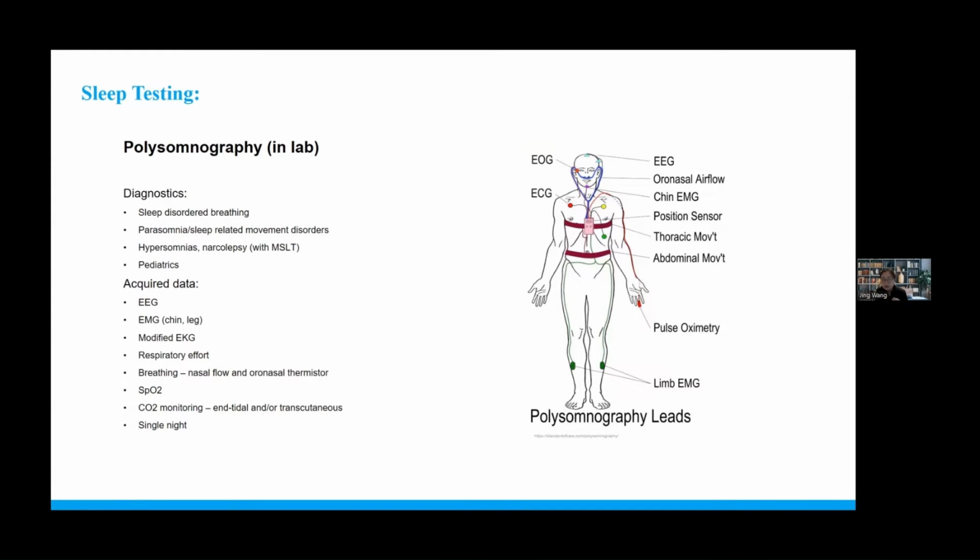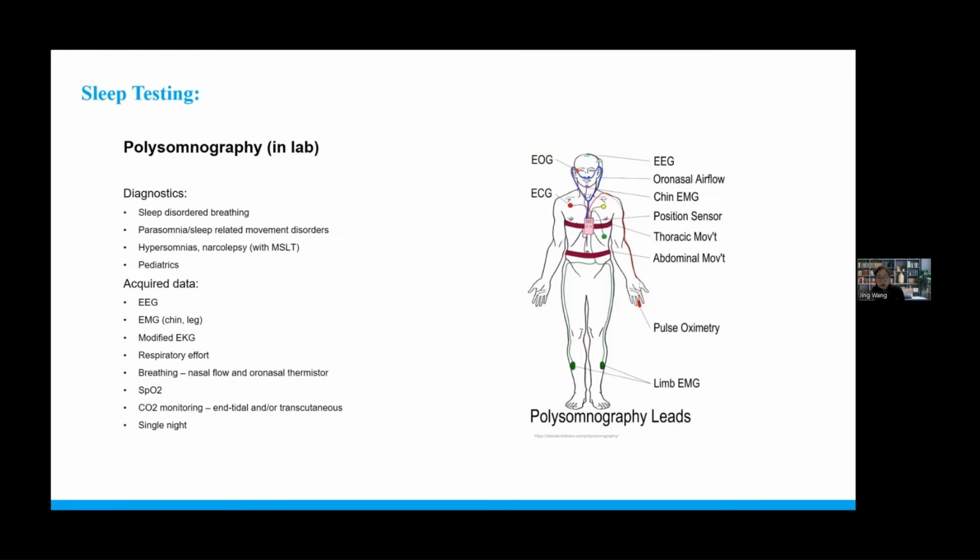The in-lab studies acquire a large amount of data. I put a picture here of all the different sensors that we have. So it's true that there are a lot of things attached to the patient. We're gathering EEG, which is a very important distinguishing factor between in-lab versus home tests. So we have the ability to measure brain waves and score sleep based on the EEG.